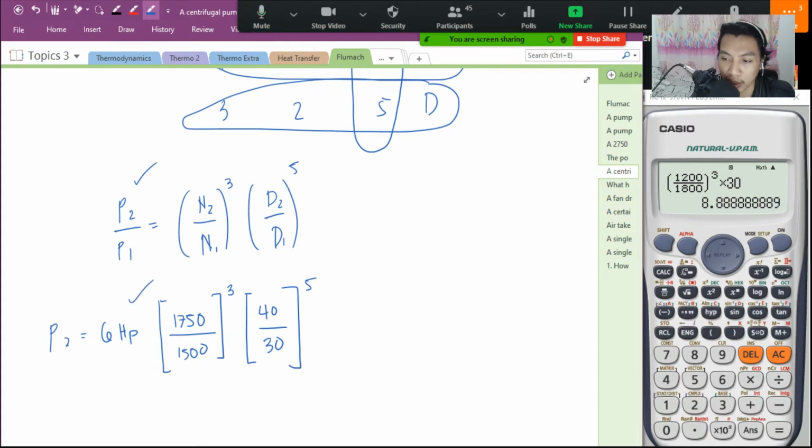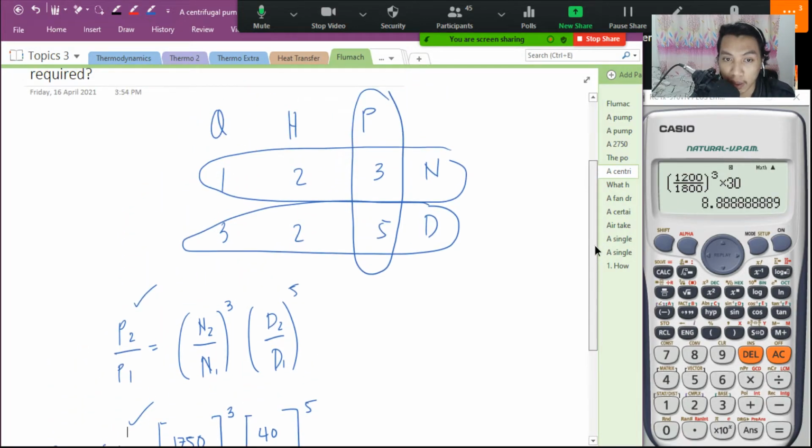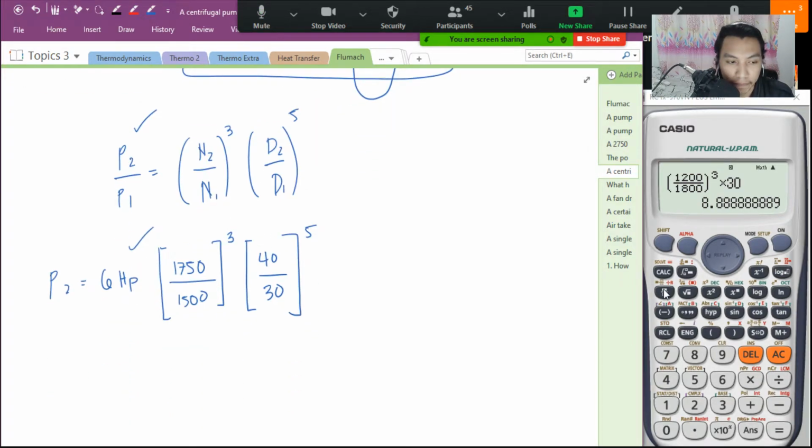Pwede mo nang isolve. Ganun po yung paggamit ng affinity laws for geometrically similar pumps. Okay, simultaneous, pwede mo siyang gamitin. Again, ang rule natin, isa lang sa column, pwedeng dalawa sa row. Either or, ibigay sa iyo na similar yung kanilang diameter, constant diameter, or constant yung speed.